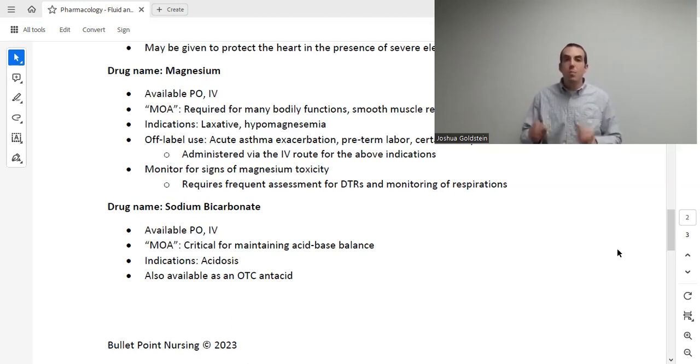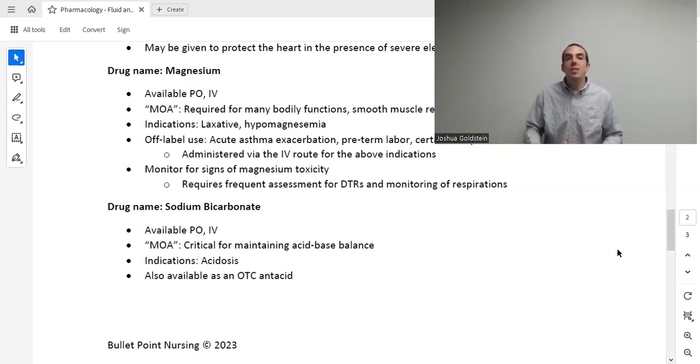Very, very important, especially for testing purposes, to know what are signs and symptoms of too much magnesium. That would be things like a low blood pressure, things like a low respiratory rate, or low chest rise, decreased volume of air that you're moving. Okay, and we're going to talk in a second about monitoring those. But again, this electrolyte is most known, especially for test purposes, as a smooth muscle relaxant.